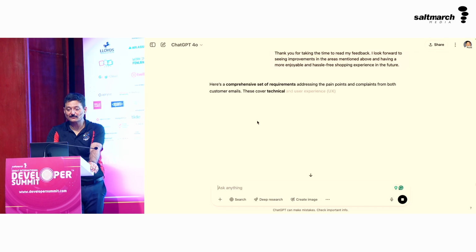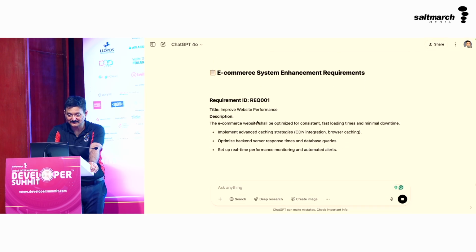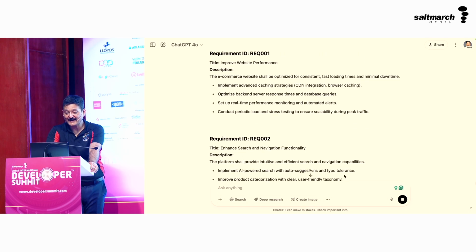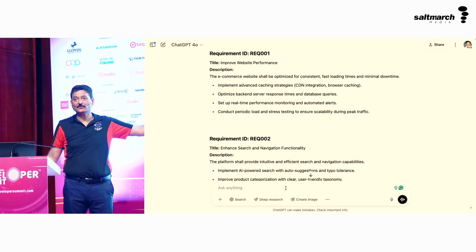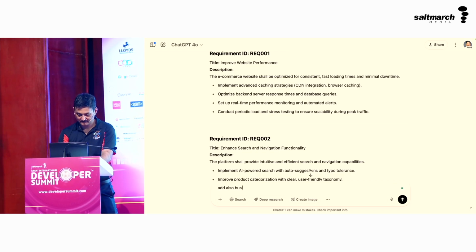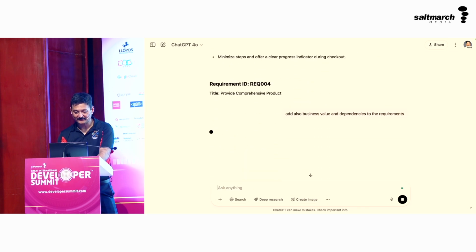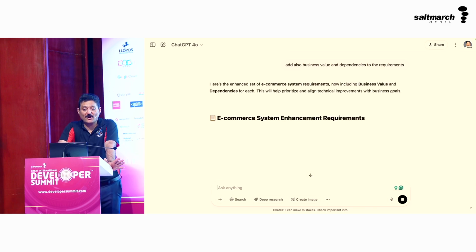Based on this prompt, it's looking at the requirements, and it's also giving me a description and title for each requirement. Oh, it actually missed the business value. See this? Sometimes ChatGPT also does not do a good job. What you need to do is add business value and dependencies to the requirements. So I added business value and dependencies to the requirement. Just by doing this exercise with the prompt, you are able to do that.